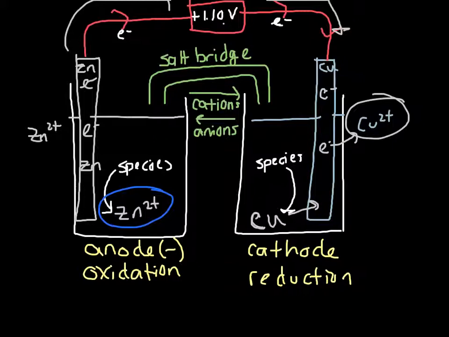Therefore, this salt bridge has the cations and the anions needed. The cations are going to move towards the cathode because the solution is becoming more negative as those copper ions are being reduced. The anions in the salt bridge are going to move towards the anode, or the oxidation side, because now we have more positive charge there than there was, and those anions are going to balance out what is going on within that solution.